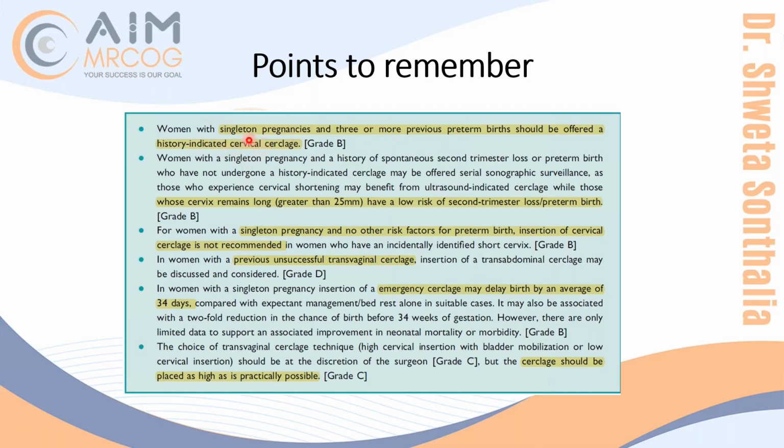Singleton pregnancy. So please be careful, it is not for twins, because in questions sometimes they will give you twins, then this guideline doesn't apply. So singleton pregnancy and history indicated cerclage will be 3 or more previous preterm. So 3 or more, so never it will be 2. 3 or more. So always remember equal to or more, because it's difficult otherwise.